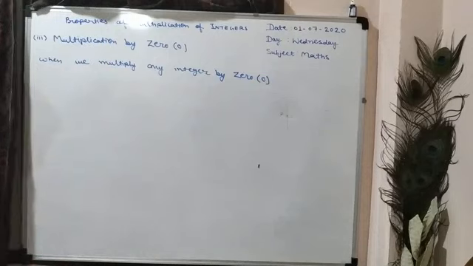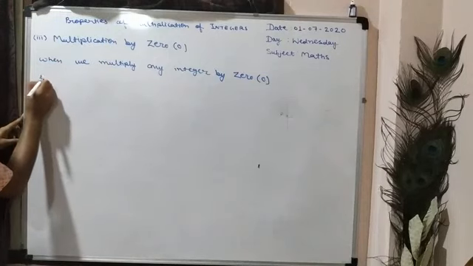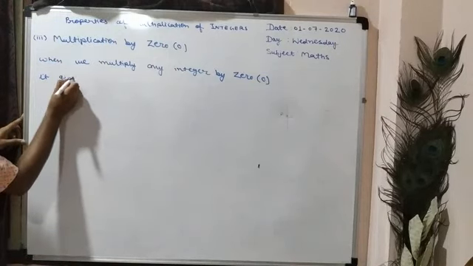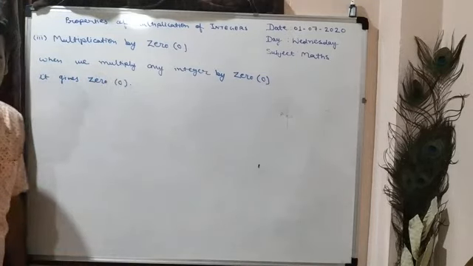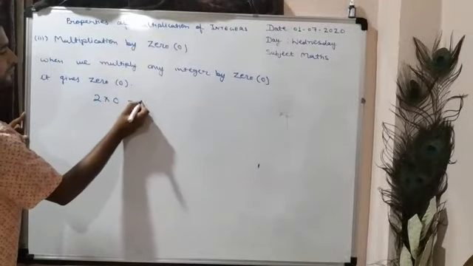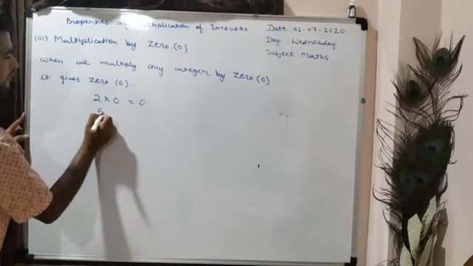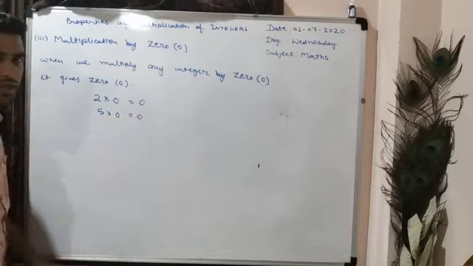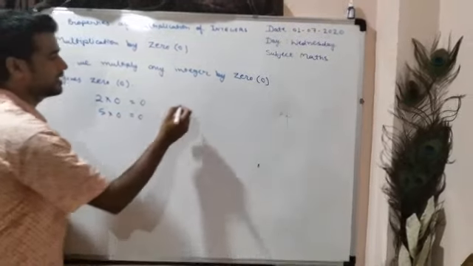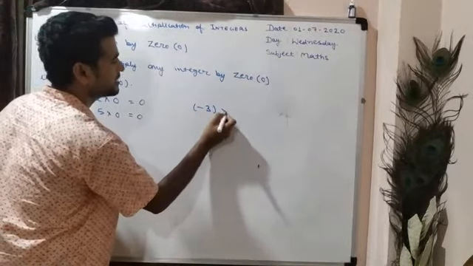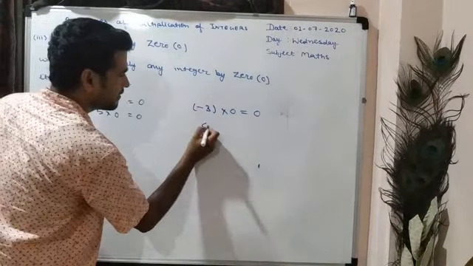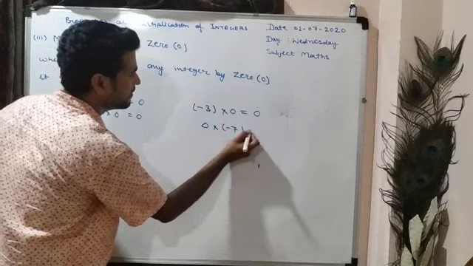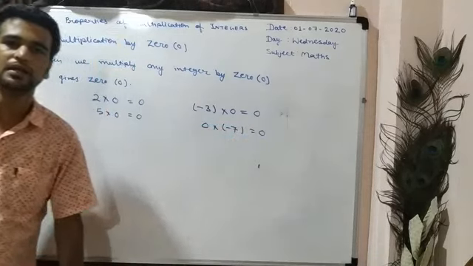When we multiply any integer by 0, it gives 0. We can take some examples. 2 into 0 is 0. 5 into 0, again we will get 0. If we have a negative integer, minus 3 into 0, we will get 0. 0 into minus 7, again it will be 0.